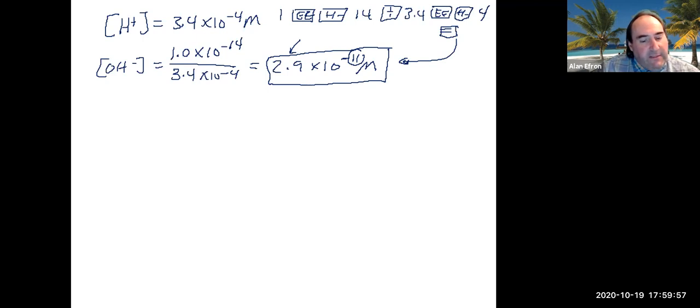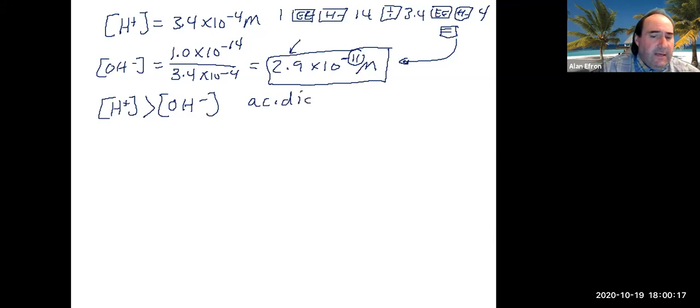Now that we have the OH minus concentration, we can compare the two concentrations. In this particular case, the H plus concentration is actually bigger than the OH minus concentration, which means that the acid part is bigger than the basic part and it would be acidic. Now, sometimes people get confused on that part. They go, wait a sec, that's 11 and that's a 4. How could this guy be bigger?